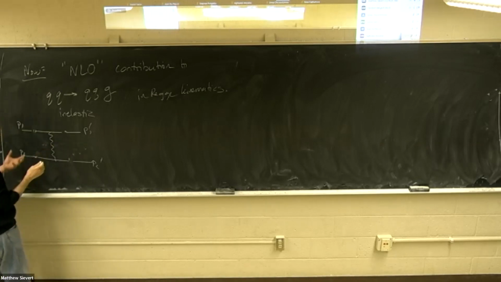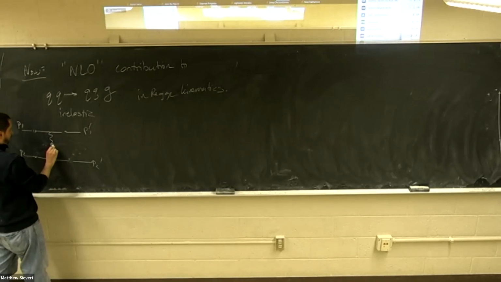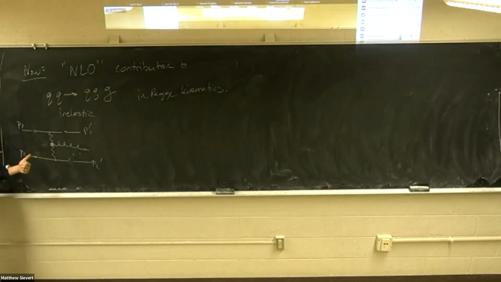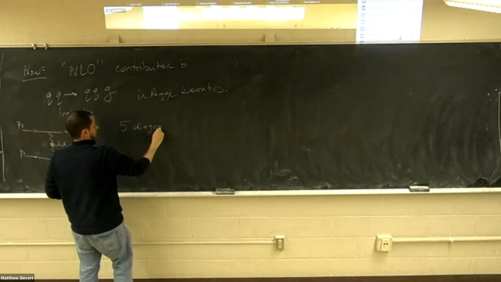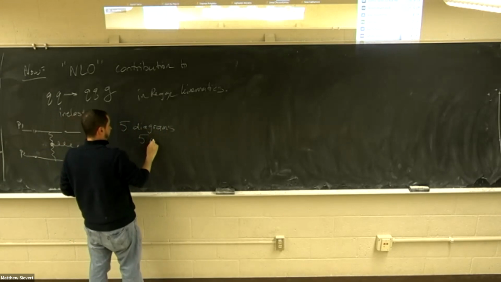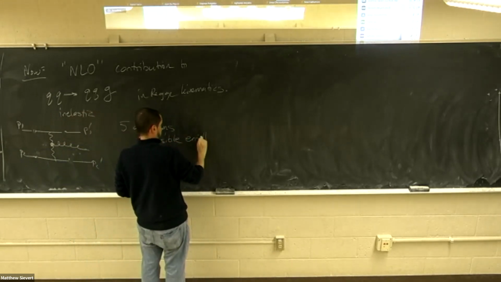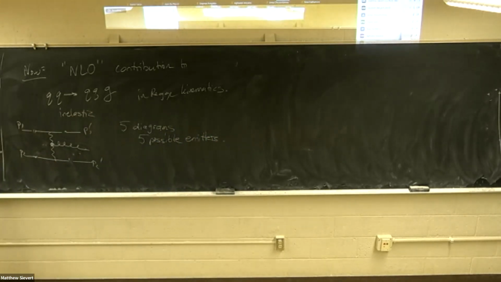Also, because now QCD is a non-abelian gauge theory, I have another fifth unique possibility, which is that I can have Bremsstrahlung directly from the t-channel gluon being exchanged. So there are actually 5 diagrams corresponding to 5 possible emitters. And in principle, we have to sum them all.